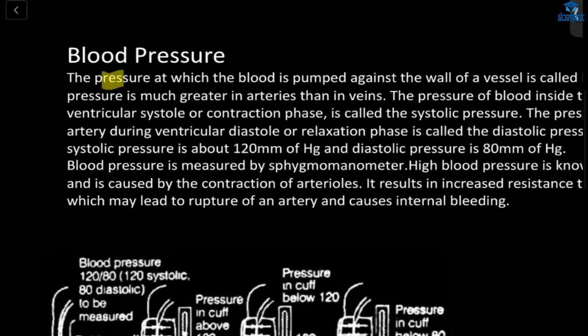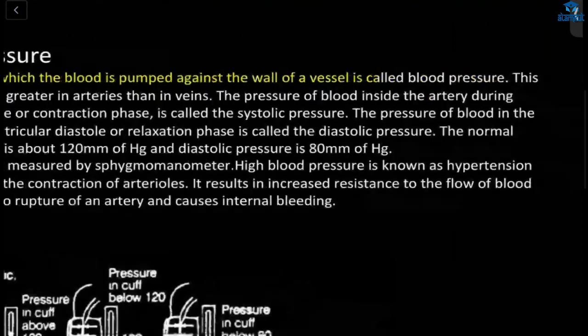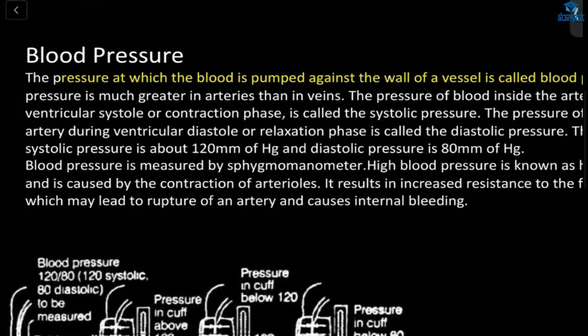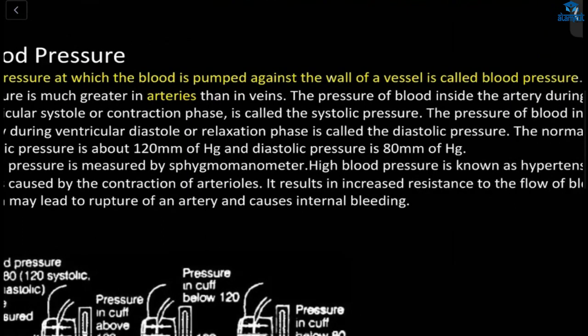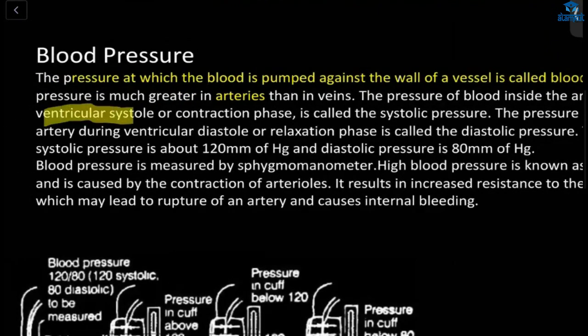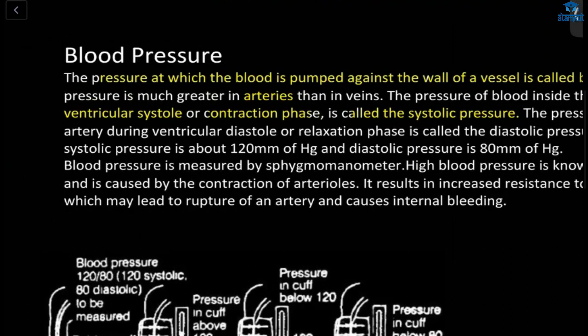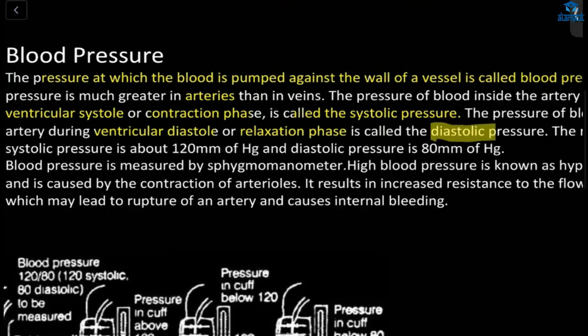The pressure at which the blood is pumped against the wall of the vessel is called what? Blood pressure. The blood pressure is much greater in arteries. That's why they are thicker. The pressure of blood inside the artery during ventricular systole, the contraction phase, is called systolic pressure. The pressure of the blood in the artery during ventricular diastole, the relaxation phase, is called diastolic pressure.